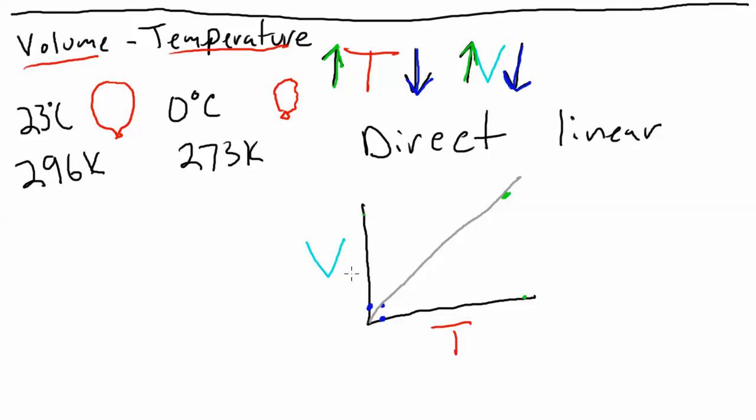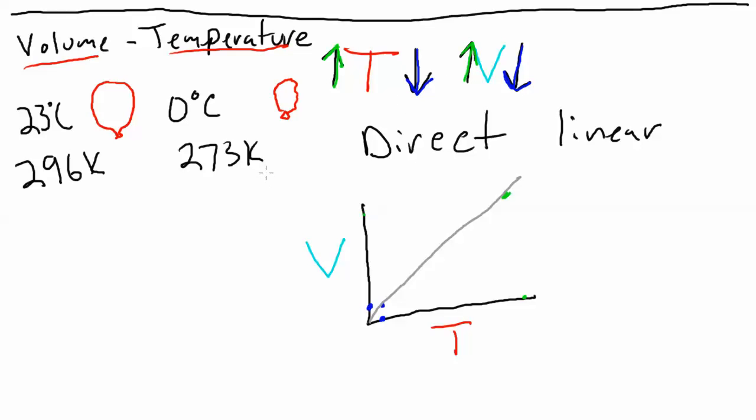It's a direct linear relationship. And it's direct, so as this variable increases, this variable increases. So you get an upward slanting line. So that's what you have to remember. You have to remember that if the temperature of a gas goes up, the volume also goes up. If the temperature of a gas goes down, the volume also goes down. Or if the temperature of a gas is high, the volume's high. And if the temperature is low, the volume's low.